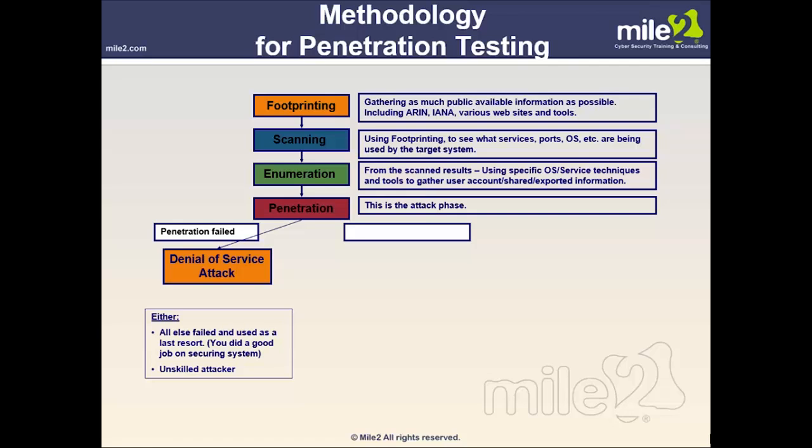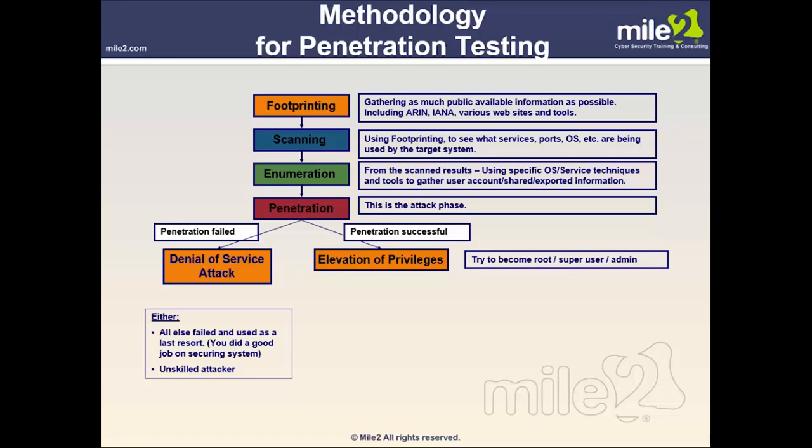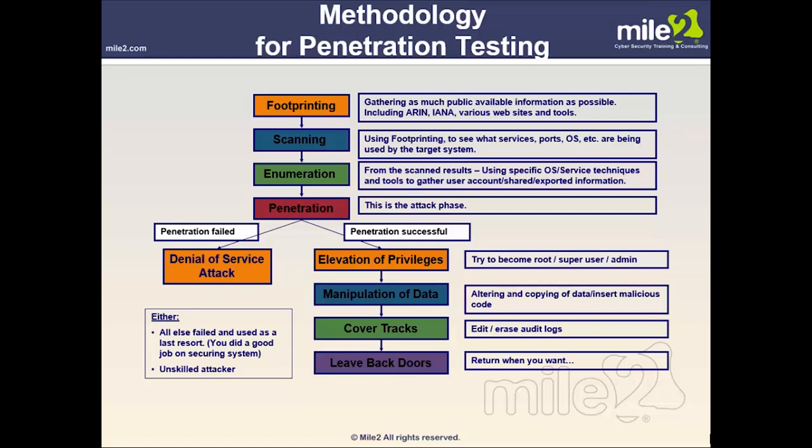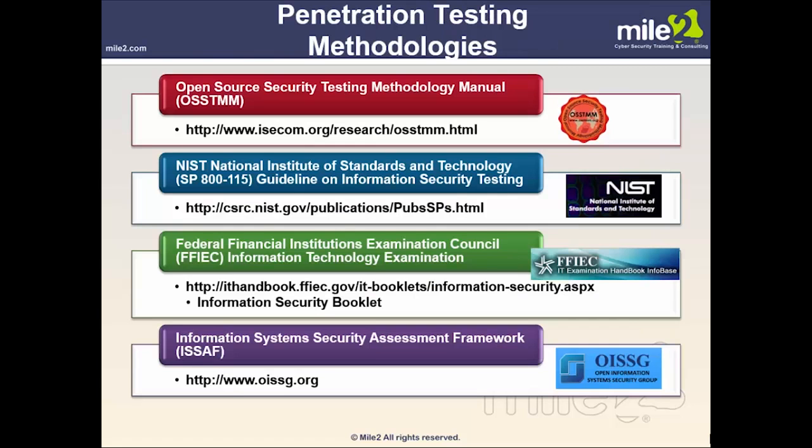Now, in a real pen test, however, unless authorized to do so, you will not be doing a denial of service attack if the penetration fails. Just keep that in mind. If the penetration is successful, then we can go in and possibly do things like elevation of privileges, manipulation of data, covering our tracks and things like that. Good stuff. And of course, leave backdoors. Again, these could be your rootkits using tools like Netcat, which we'll be talking about as well, and you'll have to know some things about that.